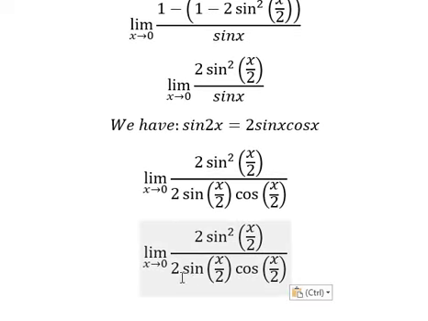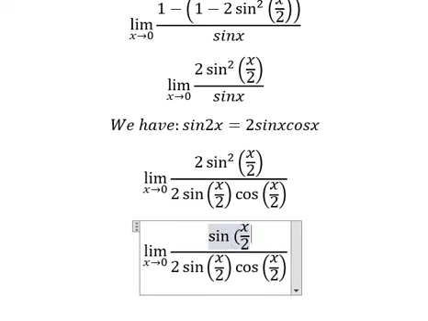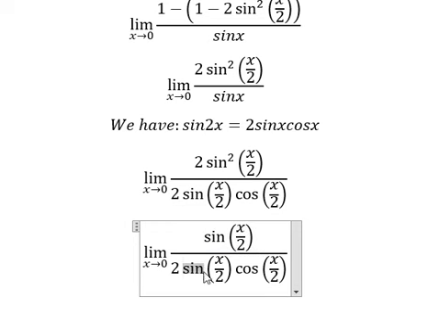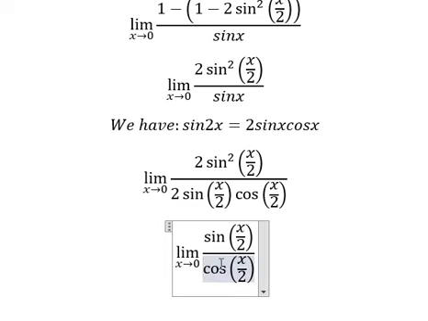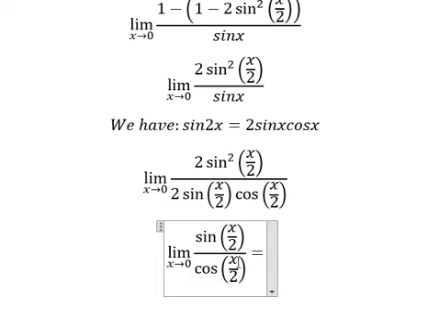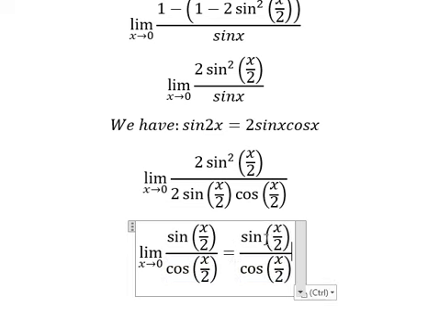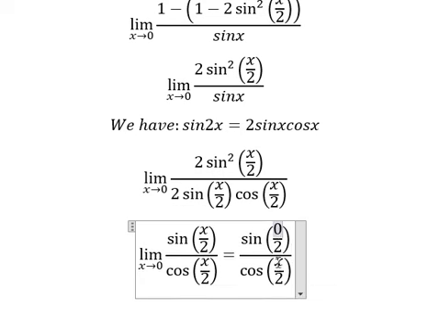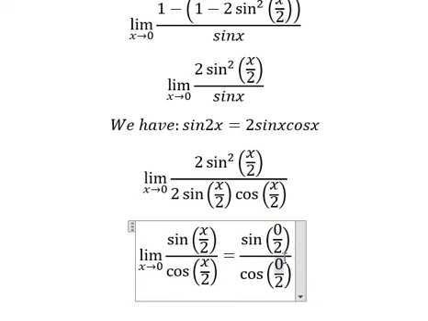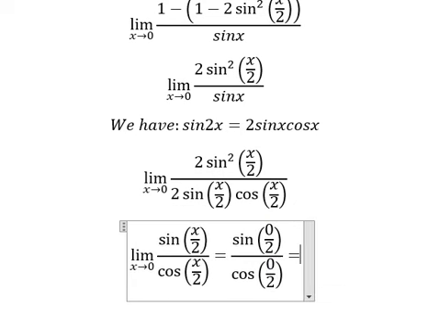And now we need to simplify 2 sine of x over 2. And we have it like this. Now we can put number 0 going here and here. And this one, that is about number 0.